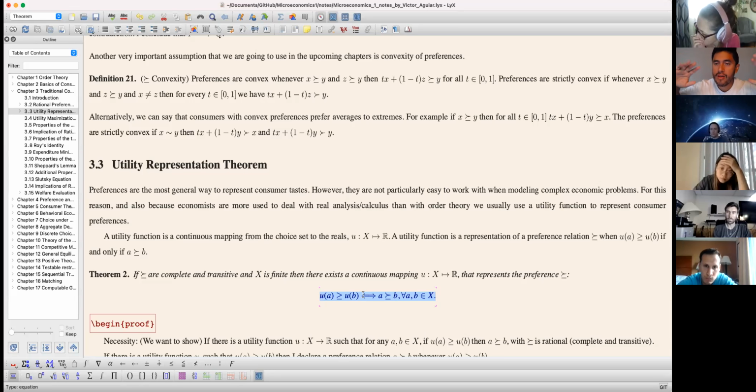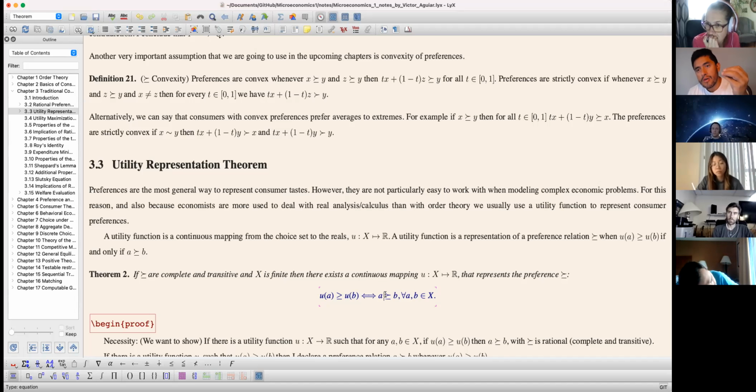So first of all, there is a double arrow, a two-way arrow, if and only if. If and only if means first that if I cut this part of the arrow and I just see the flow from left to right, it means that if the utility of A is greater than the utility of B, then there is a preference relation such that A is better than B. And that preference relation is in fact complete and transitive. Okay? So think about this for a second.